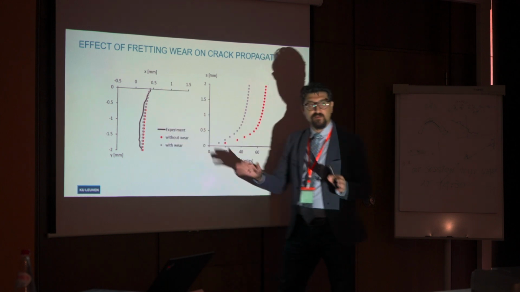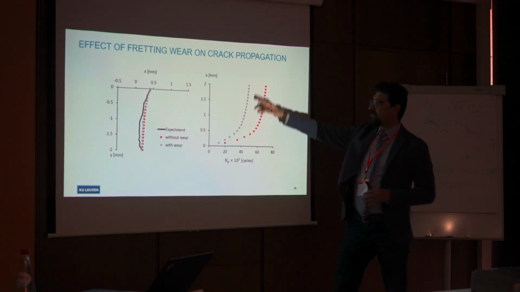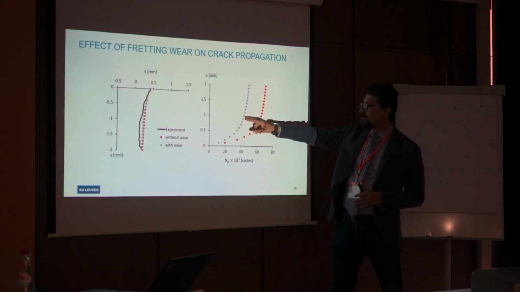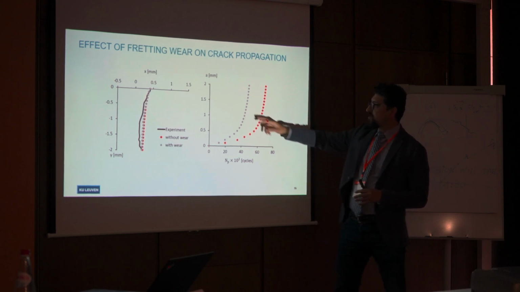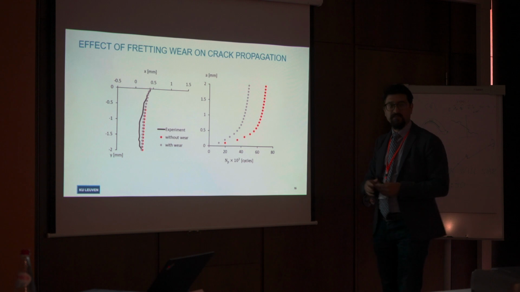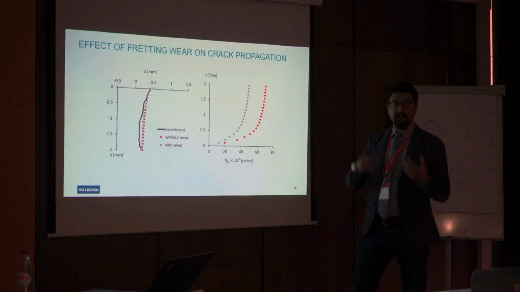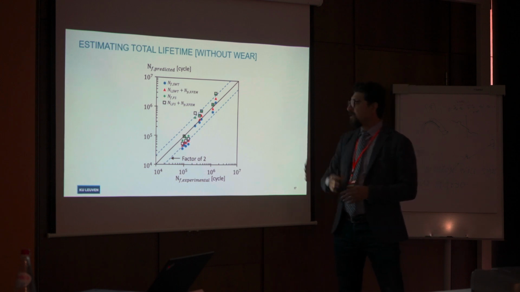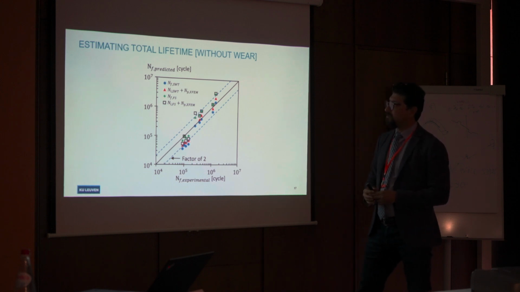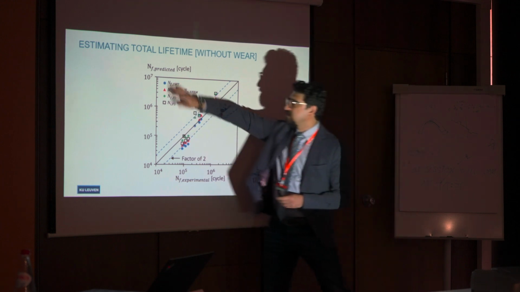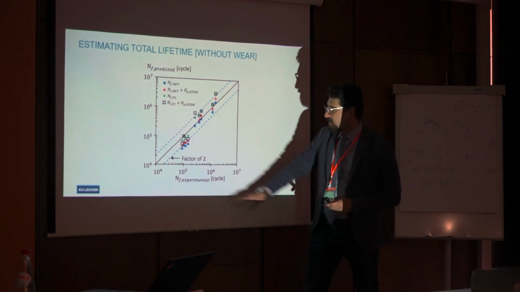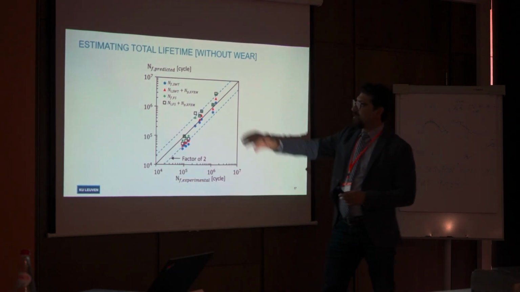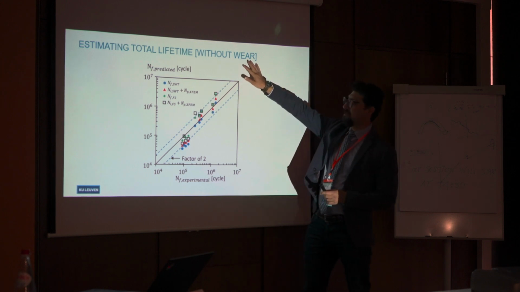The pulse is almost the same, but the number of cycles is different. If we include the wear process, we have fewer cycles. Then we try to plot that against the predicted data. So here you see the predicted number of cycles, here the experimental one, and here the data without taking into account any wear process.